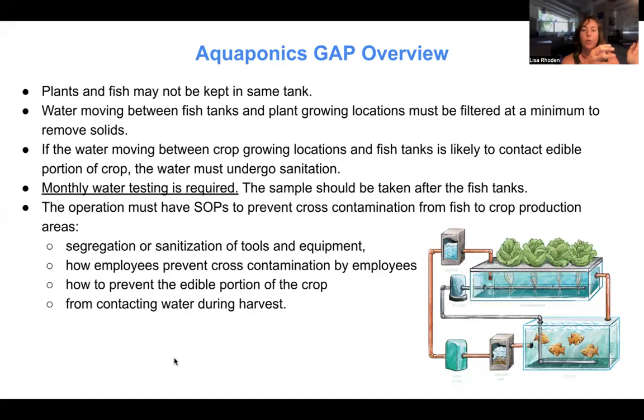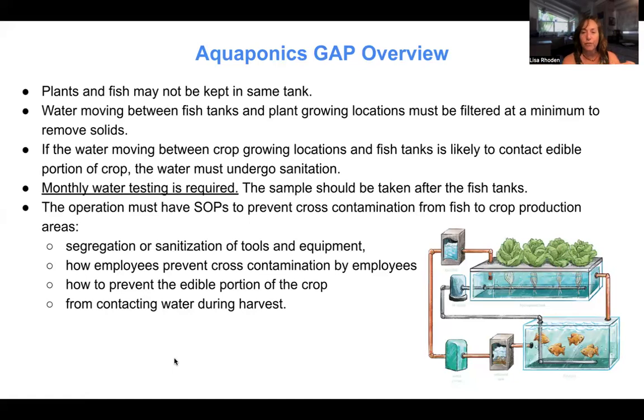If the water that is moving between your crop tank and your fish tank might contact the edible portion of the crop, the water must undergo sanitation. This one typically causes a lot of issue at first, but when we think about most aquaponic systems, the fact that the crop is up on a floating bed means that it is not that likely that the water is going to contact the edible portion of the crop.